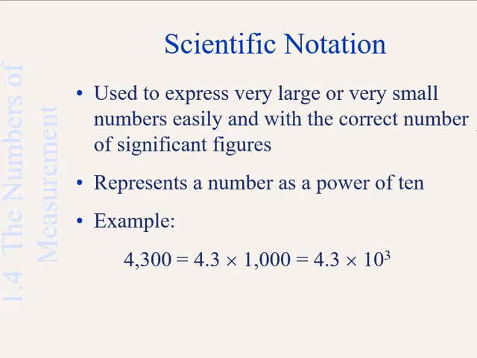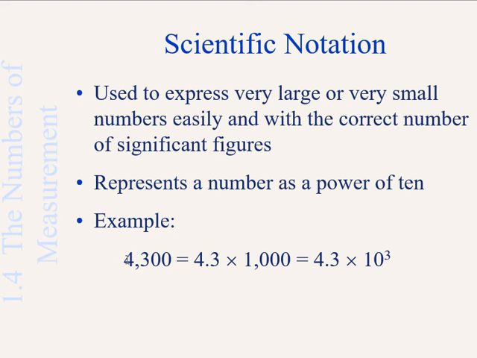What is scientific notation? Scientific notation is generally used to express very large or very small numbers easily with the correct number of significant figures. And when it comes to the metric system, scientific notation makes things very easy because the metric system is based on the power of 10, and in scientific notation we are going to utilize that power of 10.